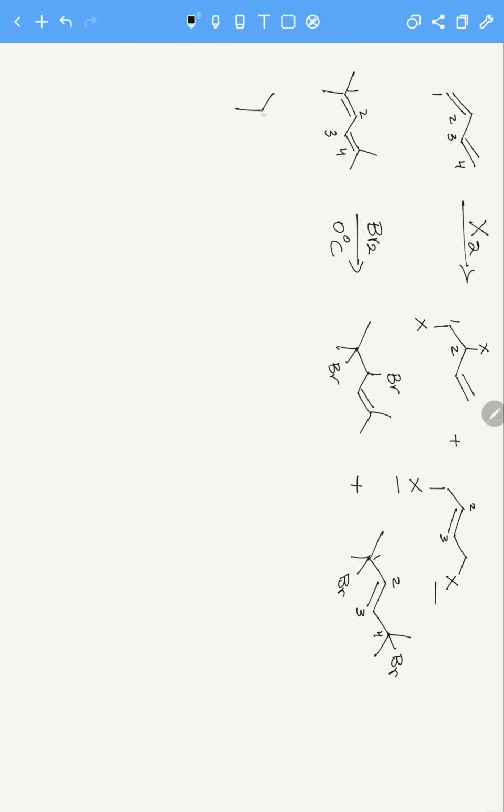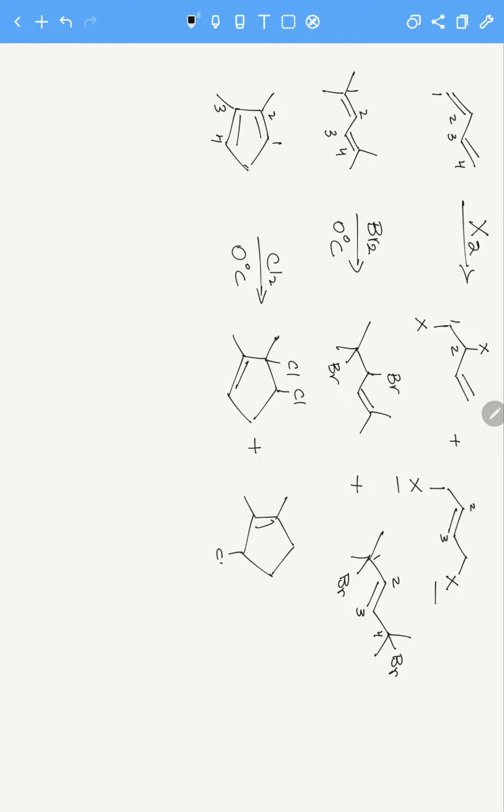Let's say we have a cyclic system. Again, Cl2, 0 degrees, low temperature, 1, 2, 3, 4, or the other way around. Cl, double bond goes here, or move your double bond, put it here, Cl goes here, Cl goes here. And the major and minor products depend on the temperature.